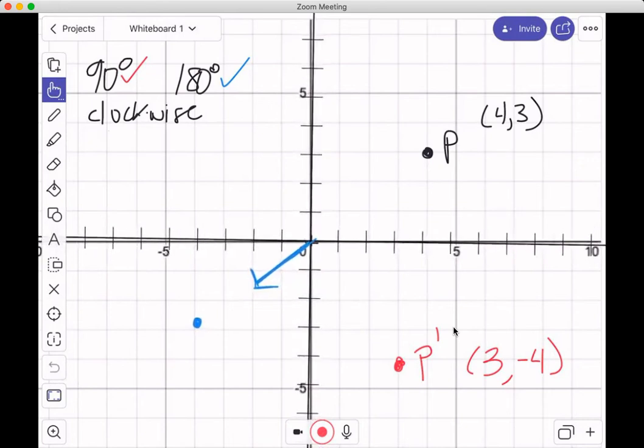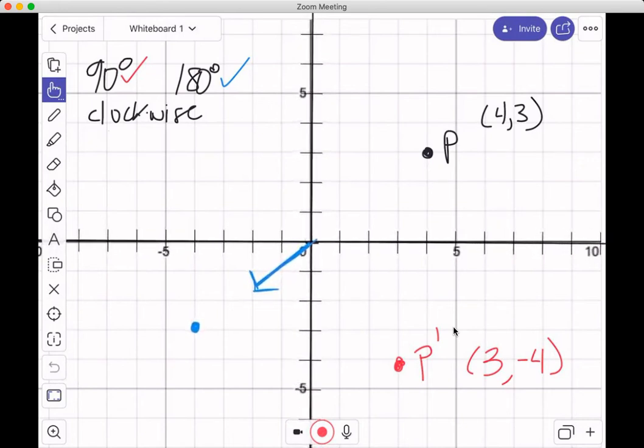So after a 180-degree rotation, my point, I'll call it P double prime, is now located at 1, 2, 3, -4, 1, 2, 3. So it went from (4, 3) now to (-4, -3).